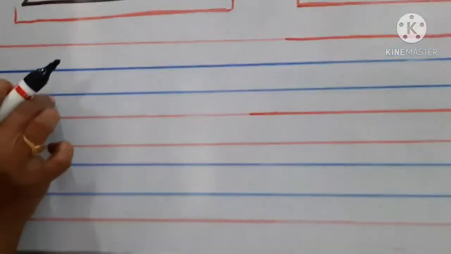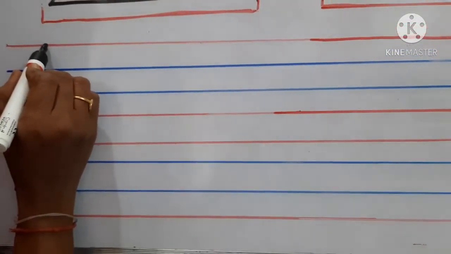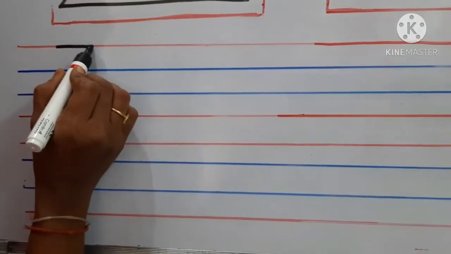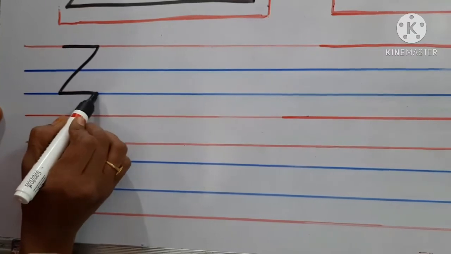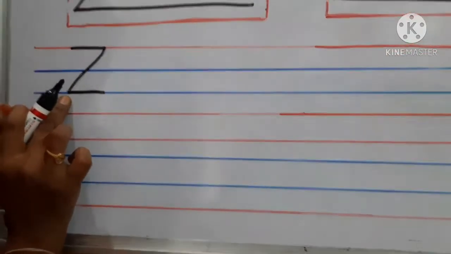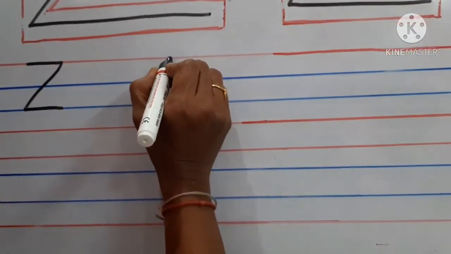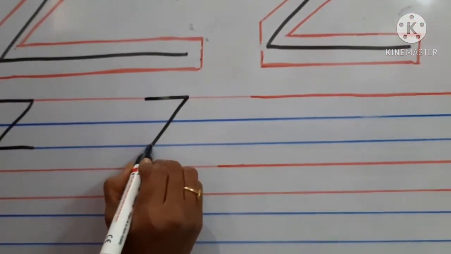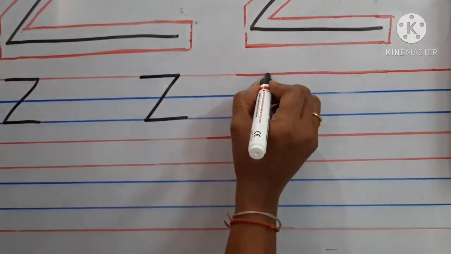Now I will show how to write in 4 lines. First you have to write sleeping line on the red line. Then you have to write slanting line. Then one more sleeping line. This is capital letter Z. Capital letter Z you have to write in the upper 3 lines only. Sleeping line, slanting line and one more sleeping line. Capital letter Z.